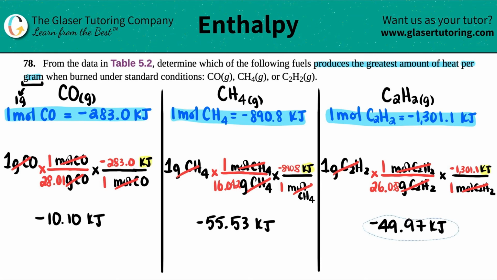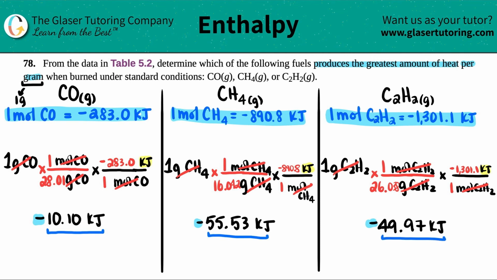Okie dokie. All right, so now we just got to figure out which one wins, right? Which one produces the greatest amount of heat? Now remember, the negative does not mean that it's literally a negative amount of heat. The negative means that it's just being released into the surroundings, aka the environment. So the environment's going to get hot. So don't look at the negative. Look at the actual number. This is how much is being produced.